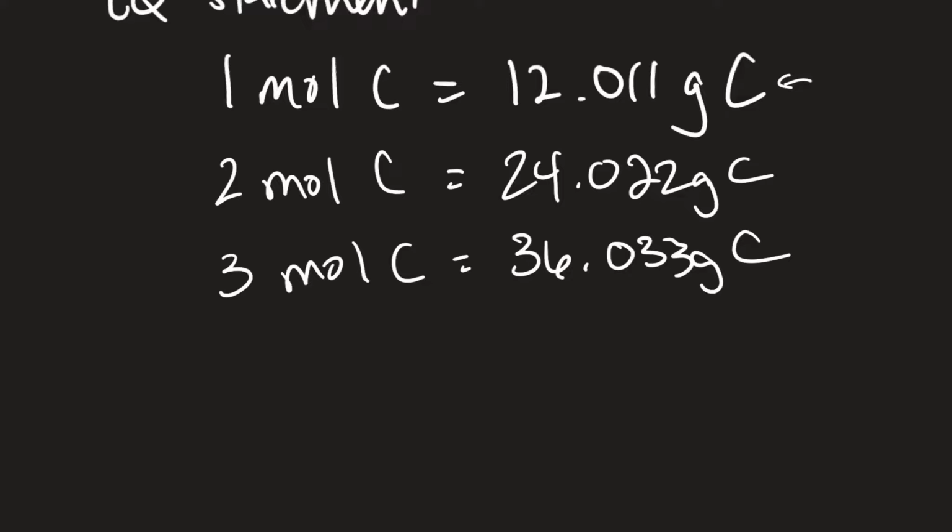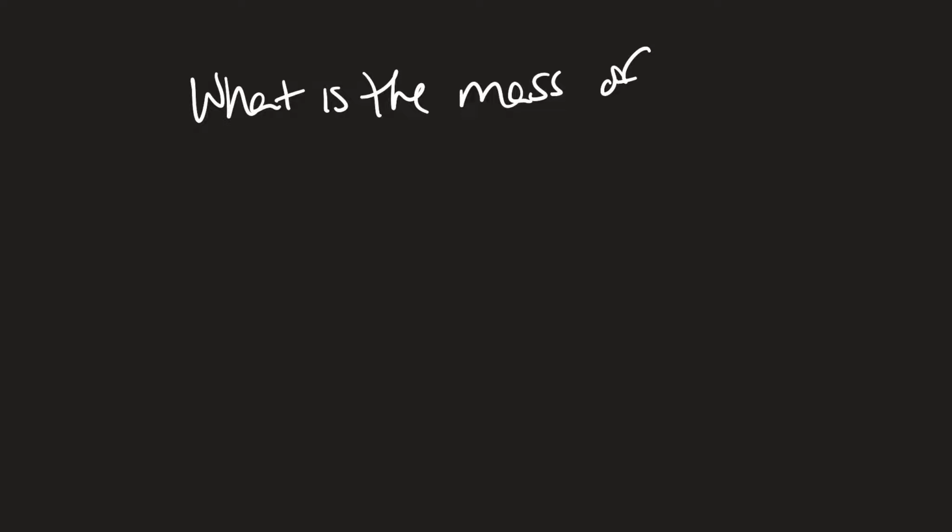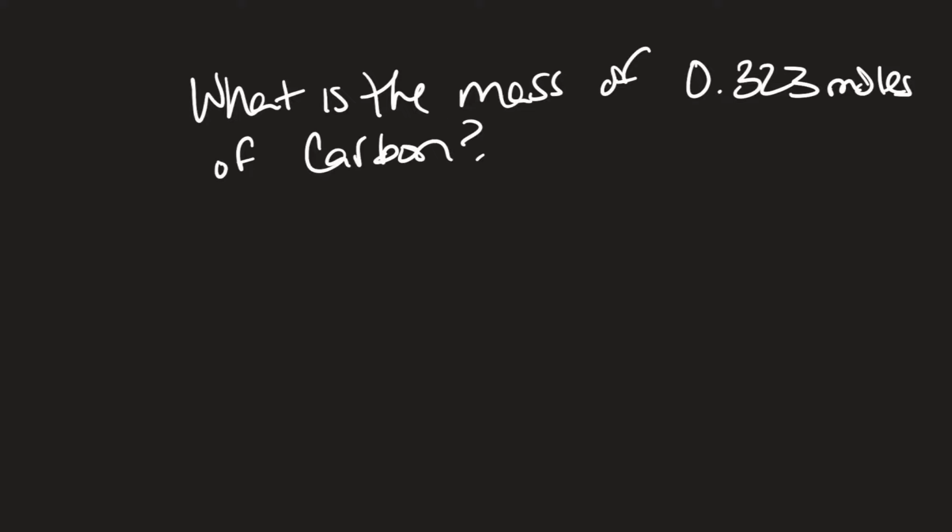The reason this is easy is because I just used whole number ratios. But what if I give you something that's not as easy? For example, let's just say I were to ask you, what is the mass of 0.323 moles of carbon? Same idea, but the numbers are a little bit different. We can't just do this from the top of our heads.